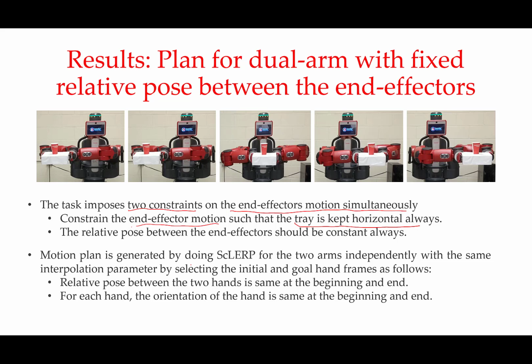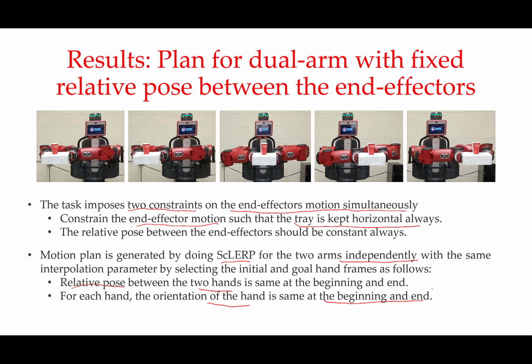In this case, we generate the motion plan by using ScLERP independently for the two arms with the same interpolation parameter, and we select the initial and goal hand frames as follows. We ensure that the relative pose between the two hands is the same at the beginning and at the end, and also for each hand the orientation of the hand is the same at the beginning and at the end.